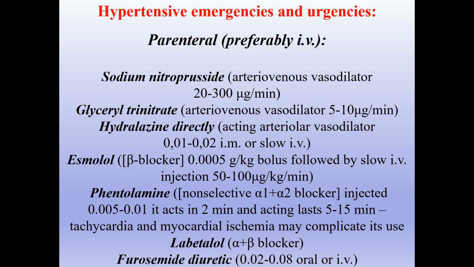And parenteral, preferably IV: sodium nitroprusside, an arteriovenous vasodilator, from 20 to 300 micrograms per minute; glyceryl trinitrate, an arteriovenous vasodilator, 5 to 10 micrograms per minute; hydralazine, a directly acting arteriolar vasodilator, from 0.01 to 0.02 IM or slow IV; esmolol, a beta blocker, 0.0005 grams per kilogram bolus, followed by slow IV injection 50 to 100 micrograms per kilogram per minute.